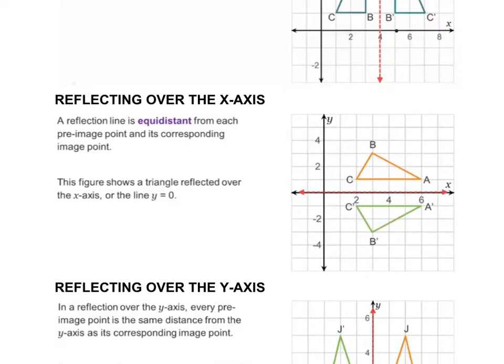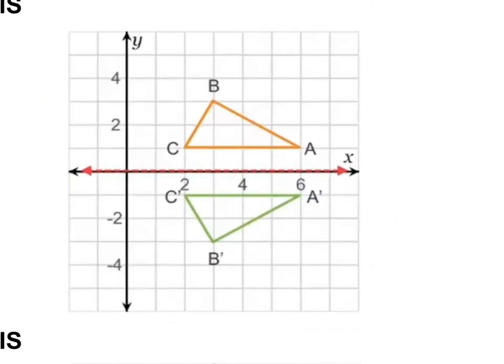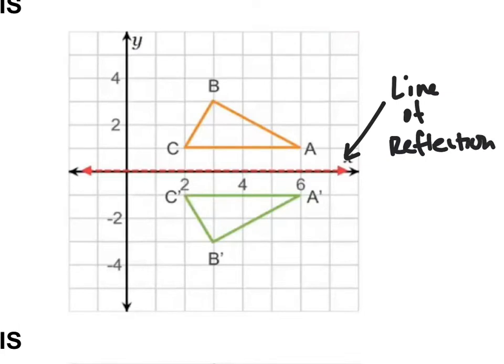So let's talk about reflecting over the x-axis, okay? So one of the things that a line of reflection does, a reflection line is equidistant from each pre-image point and its corresponding image point, okay? And so I can show you that best here, all right? This figure shows a triangle reflected over the x-axis. So here's my x-axis, and what that does is that shows us what the line of reflection is. So I'm going to label this as the line of reflection or reflection line. Either way you say that, doesn't matter, but that's what I got.